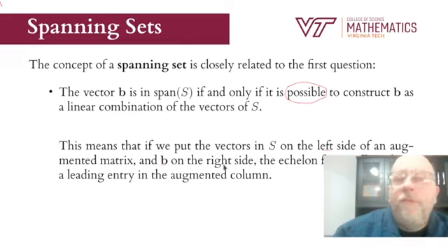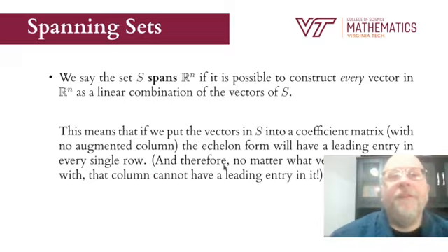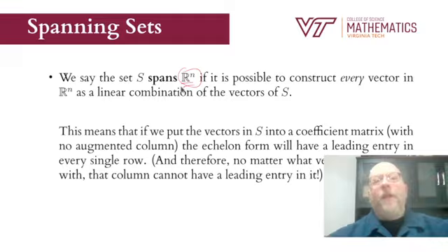Before we get into answering the second question, I want to mention two more things. We say that the set S spans Rn if it's possible to construct every vector in Rn as a linear combination of S. In other words, if all vectors are possible, then S spans the entirety of Rn. All of the n-dimensional vectors are part of the span of S. That's not always true. Sometimes S just spans a plane within three-dimensional space, for example. But if every vector is possible, then S spans Rn.